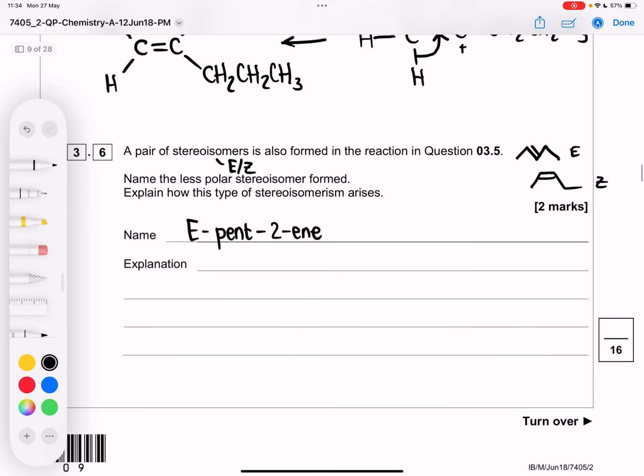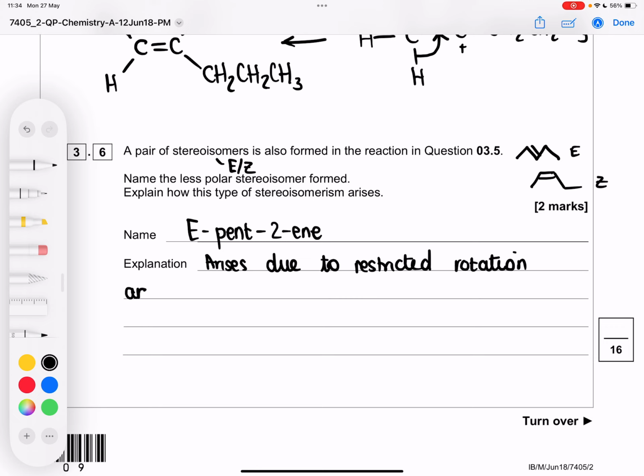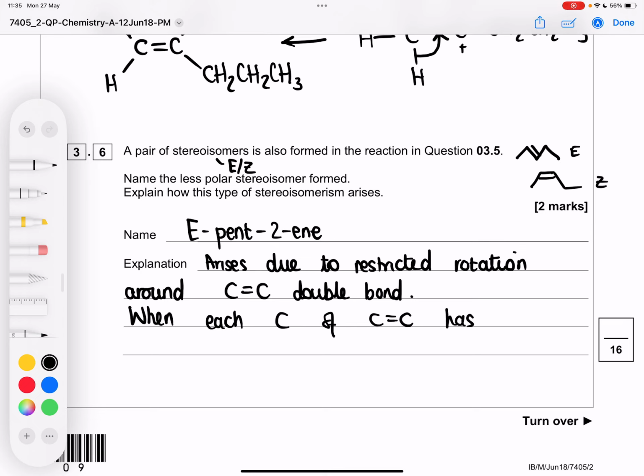And then it says, explain how this type of stereoisomerism arises. Well, it arises due to restricted rotation around the double bond. And it also only arises when each C of the C double bond C has two different groups.